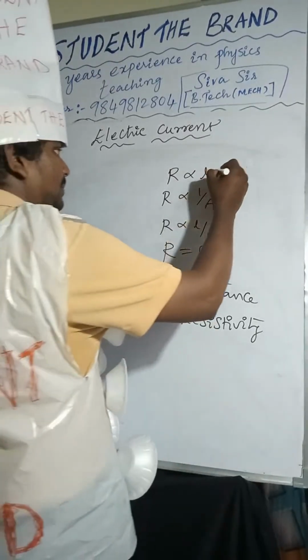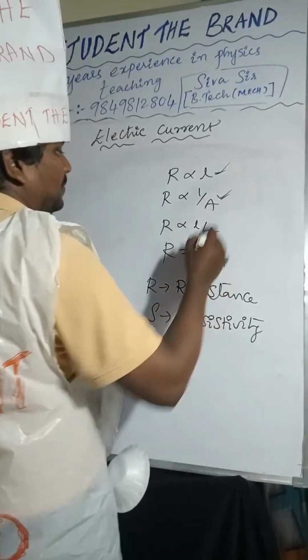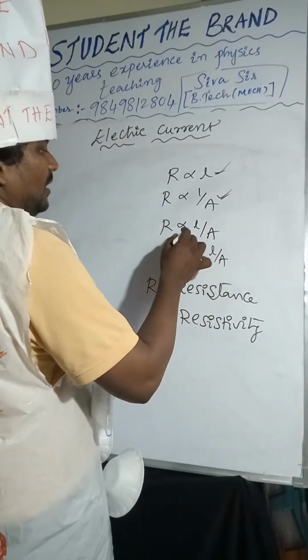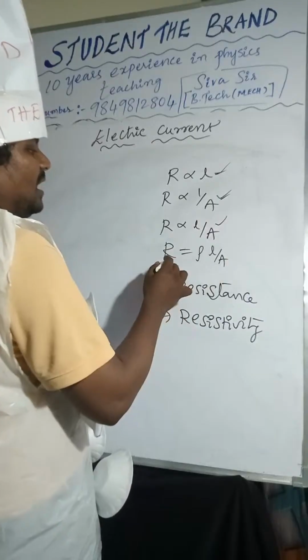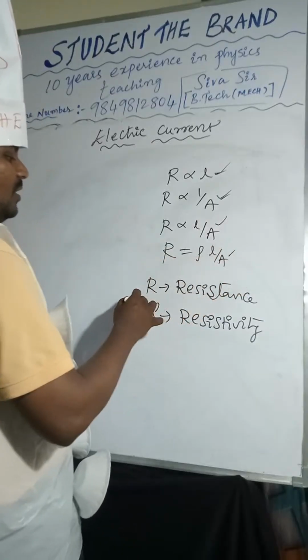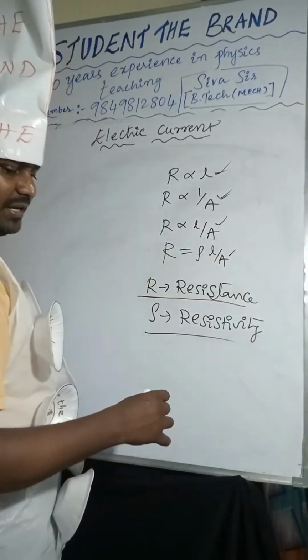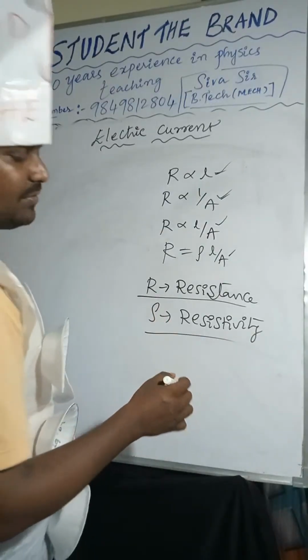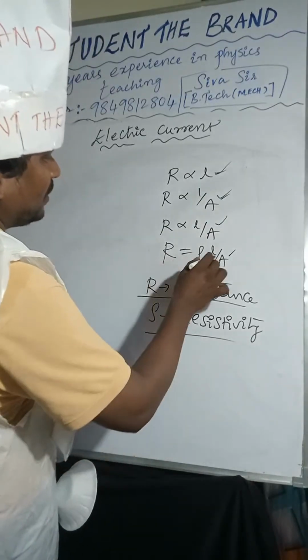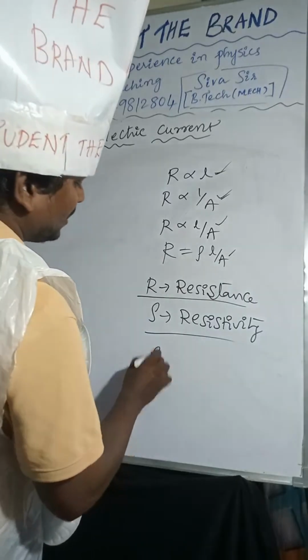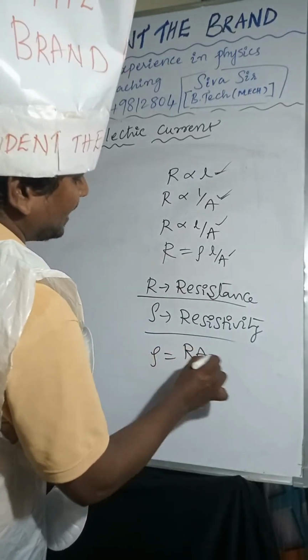So R is directly proportional to L. R is inversely proportional to area. R is directly proportional to L by A. R equal to rho into L by A. R is the resistance, rho is the resistivity. So now we are taking R equal to rho into L by A, so rho equal to RA by L.